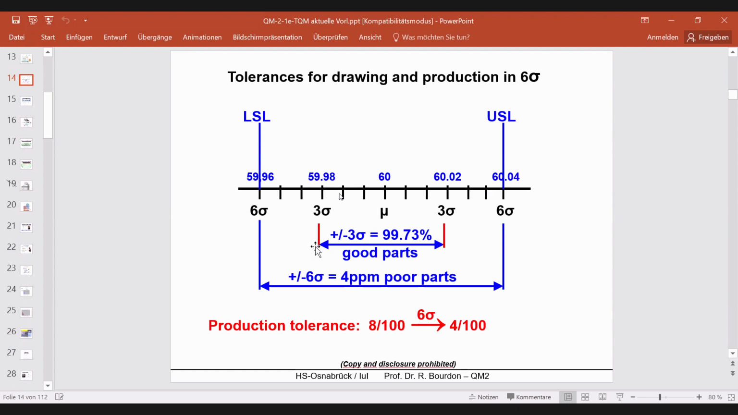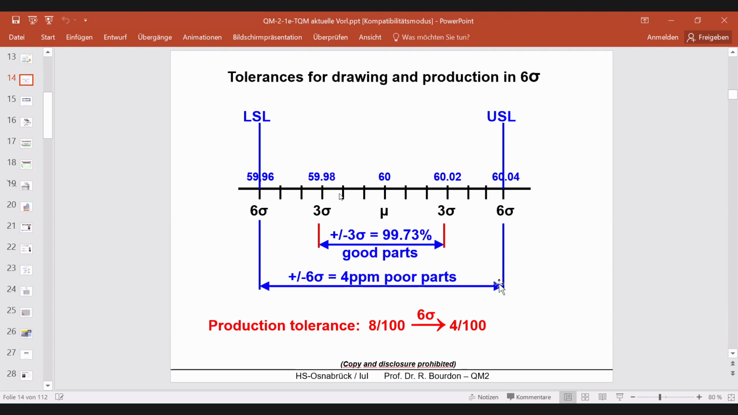The production has only half of the tolerance, because plus minus 3 sigma means that 99.73% of all the parts are inside these limits. And if you want to have 6 sigma level, you must make sure that your production quality of the parts is between these 2 limits, plus minus 3 sigma, because then you have nearly 100%, not totally 100%, but nearly 100% good parts.